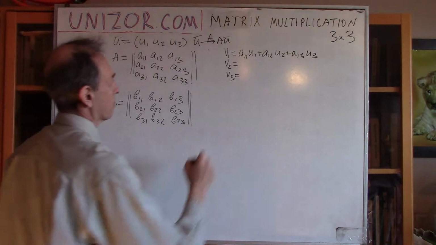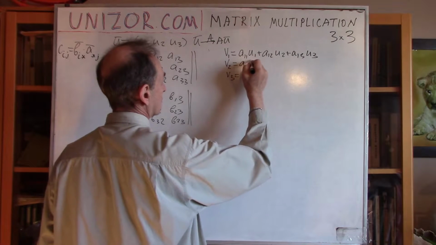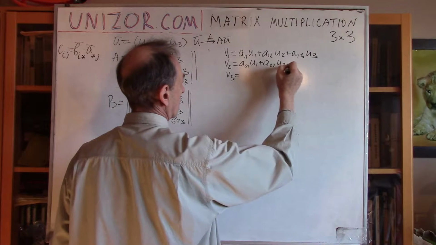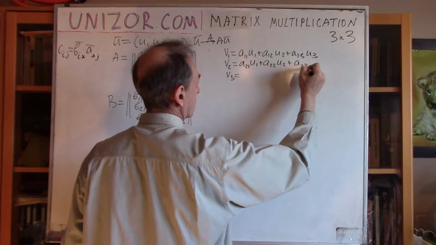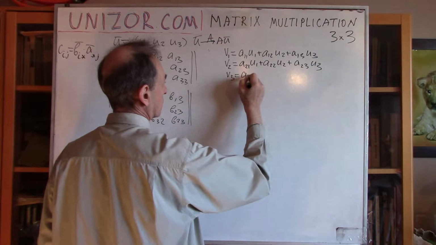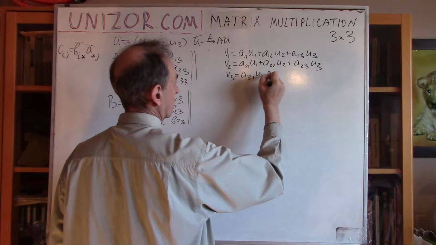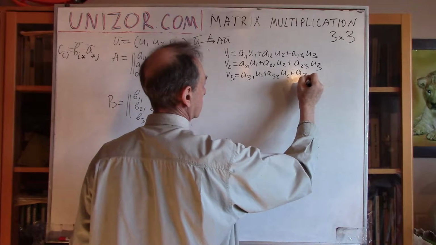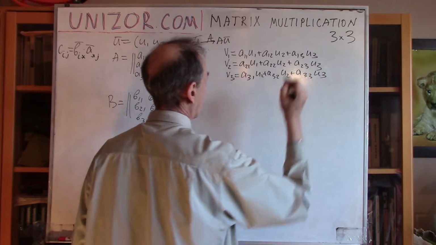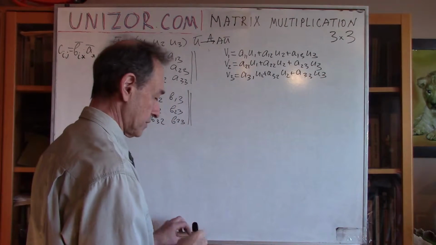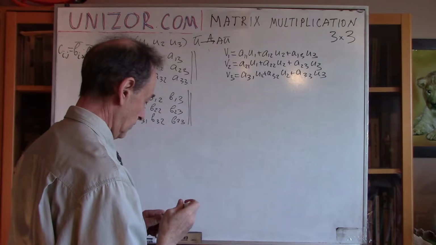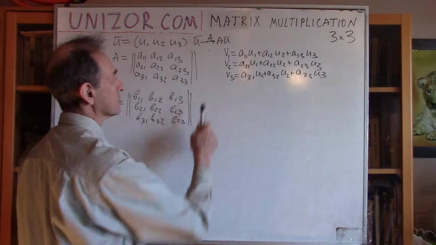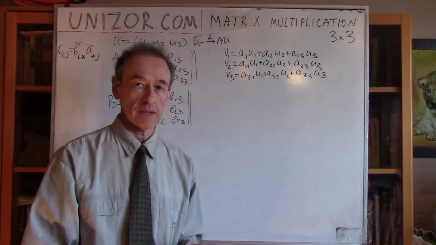Then 2 1, 2 2, 2 3, 3 1, 3 2, 3 3. Okay, so we have transformed vector U into vector V using my first matrix, matrix A.